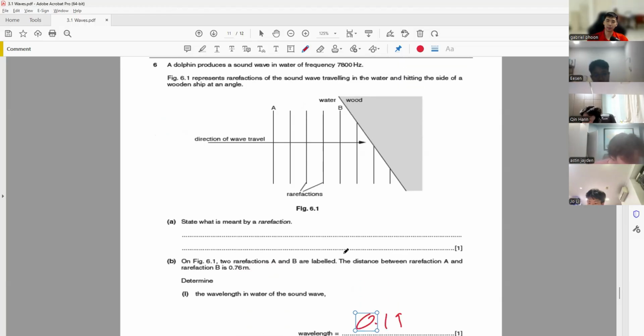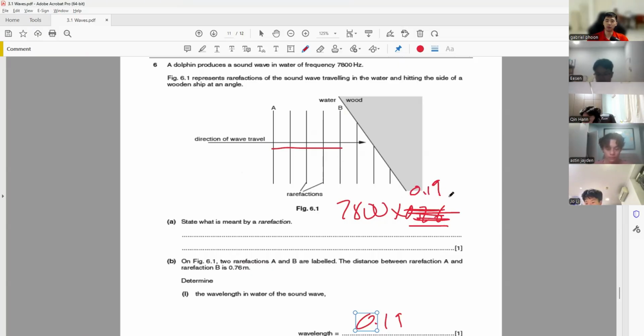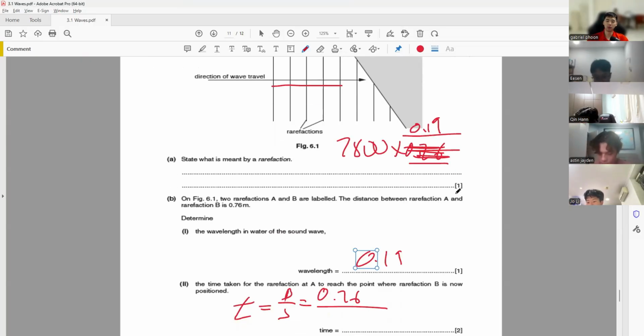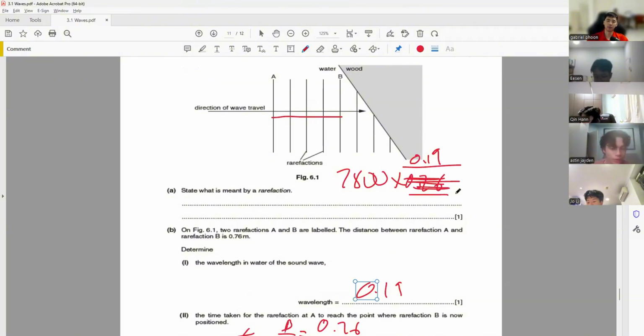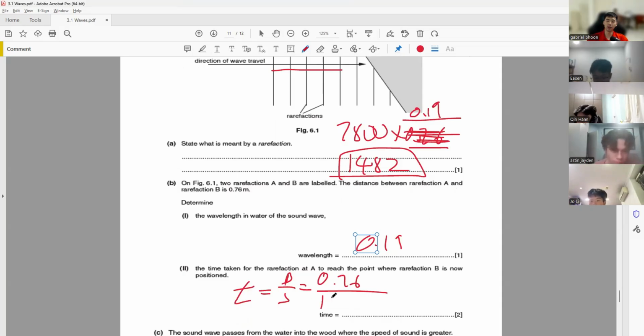I multiply the frequency with the distance, like 7800 multiplied by 0.76. Yeah, but 0.76 is not the wavelength. 0.76 is this whole thing. How much is the wavelength? 0.19. So it should not be 0.76, right? It should be times 0.19. If you multiply this, how much is the speed? 1482. With this, you should be able to find it here, right?